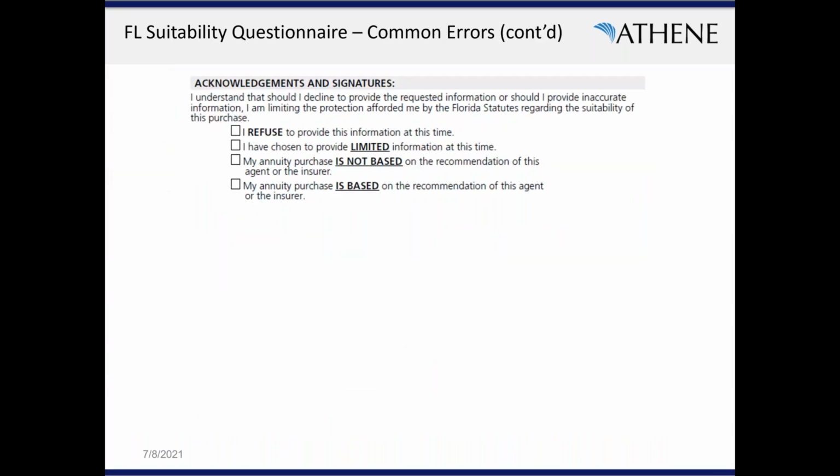Now, this is something that we do see come up commonly on the Florida suitability form. On the last page of the Florida suitability form, it asks for some acknowledgements and then after that some signatures. And there's 4 boxes you can choose from. You can refuse to provide information at this time from the customer's perspective. The customer has chosen to provide limited information at this time. The producer is saying that the customer is saying that their annuity purchase is not based on the recommendation of the agent or the insurer, or that my annuity purchase is based on the recommendation of the agent or insurer.